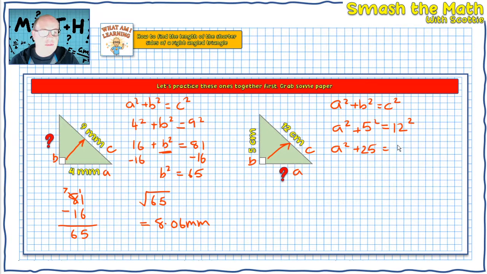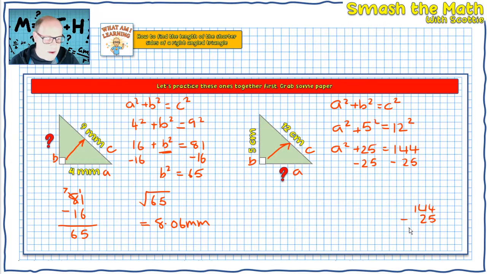And 12 times 12 is 144. Okay, so we've got to solve this. We're trying to find out what A is, so we're going to take our 25 away. So let's work that out. 144.